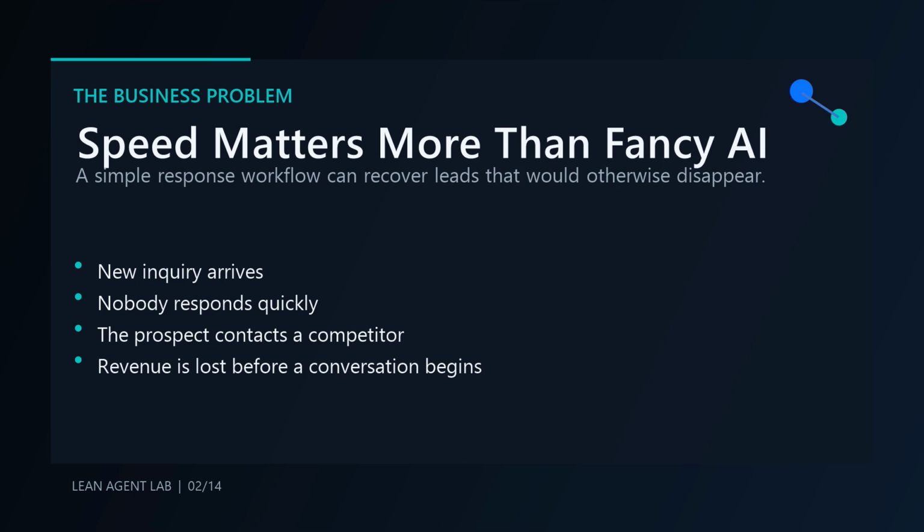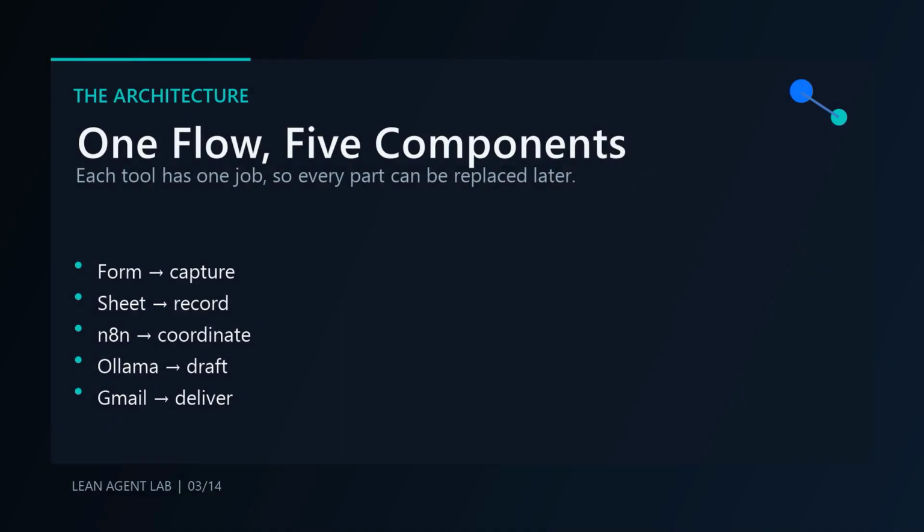The goal is not to pretend a robot is a salesperson. The goal is to acknowledge the inquiry immediately, summarize what the person needs, prepare a helpful first response, and alert the human owner. Fast, organized follow-up is more valuable than a flashy artificial intelligence demo that never connects to a real business process. Here is the full architecture.